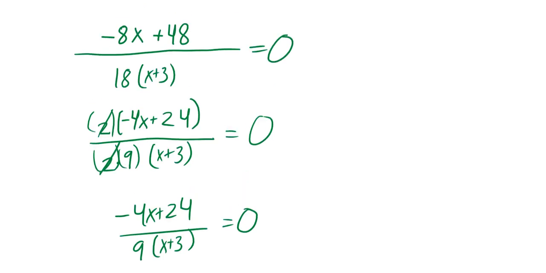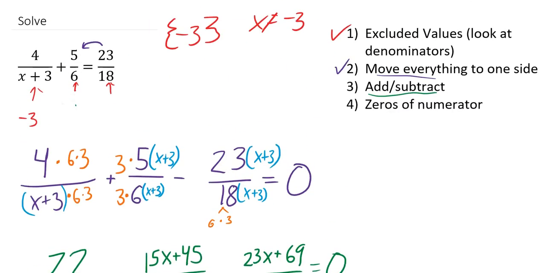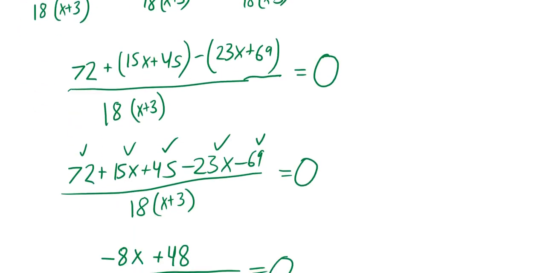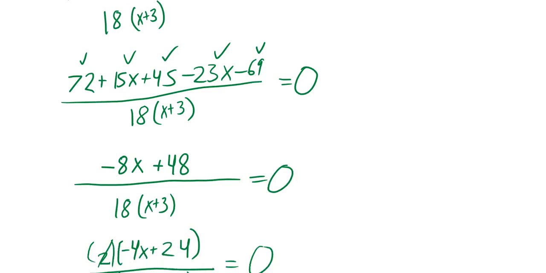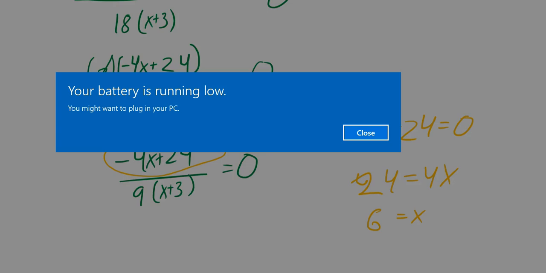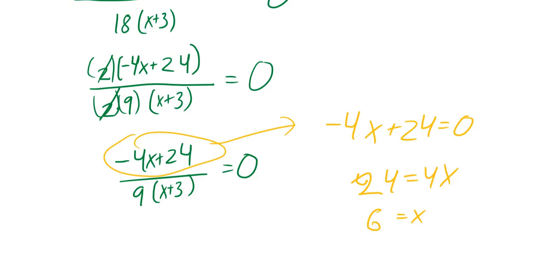So I did it. I combined all my rational expressions into one thing. Remember, that wasn't the problem. That was just step 3. But we did that now. So now I just need to find the zeros of the numerator. Meaning I go to my numerator and I say, hey numerator, what makes you come out to 0? Well, that's going to be when 24 is equal to 4x. So when x equals 6.